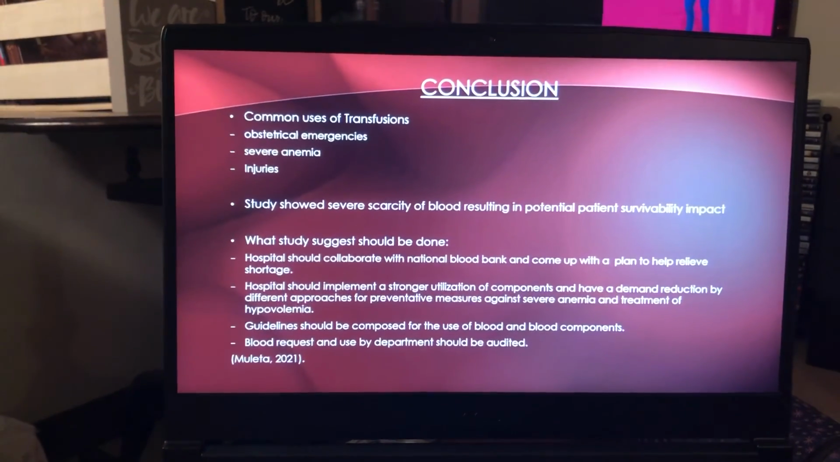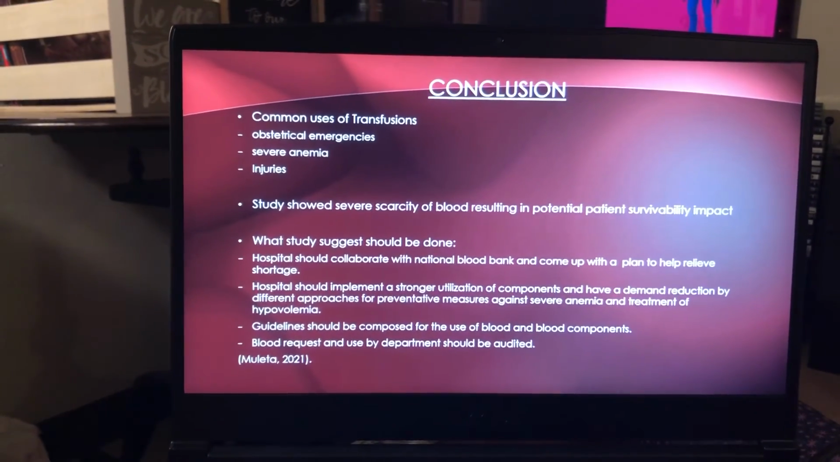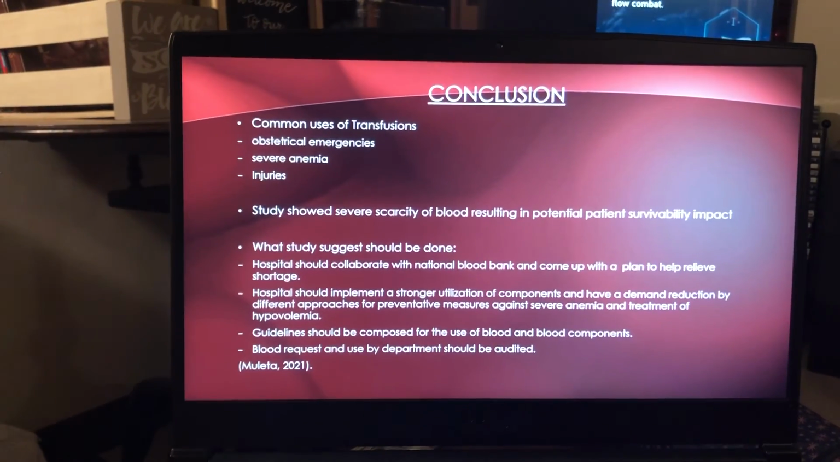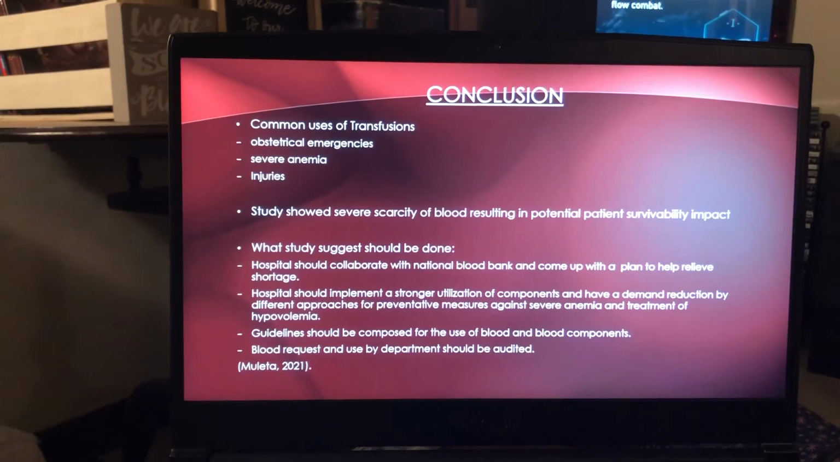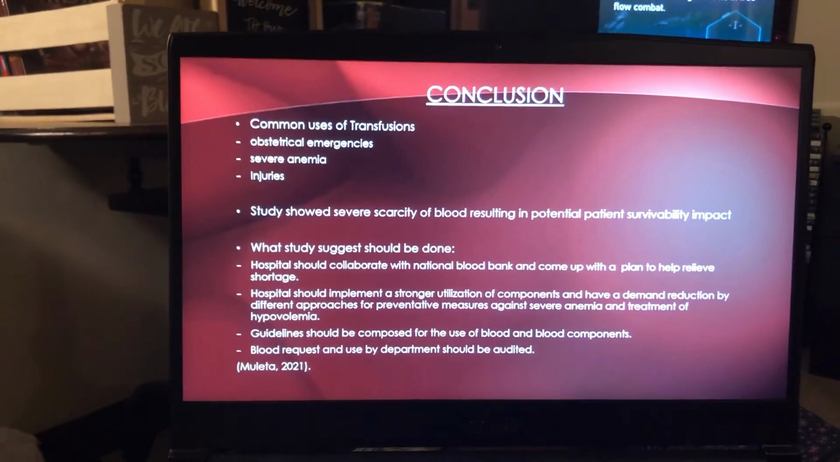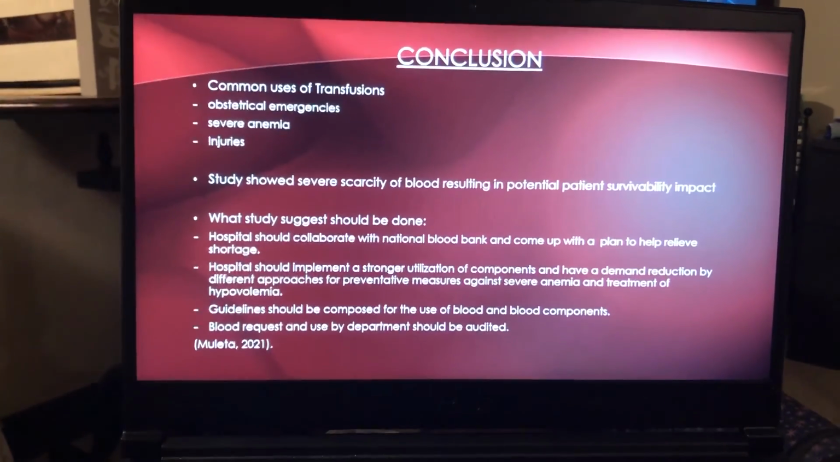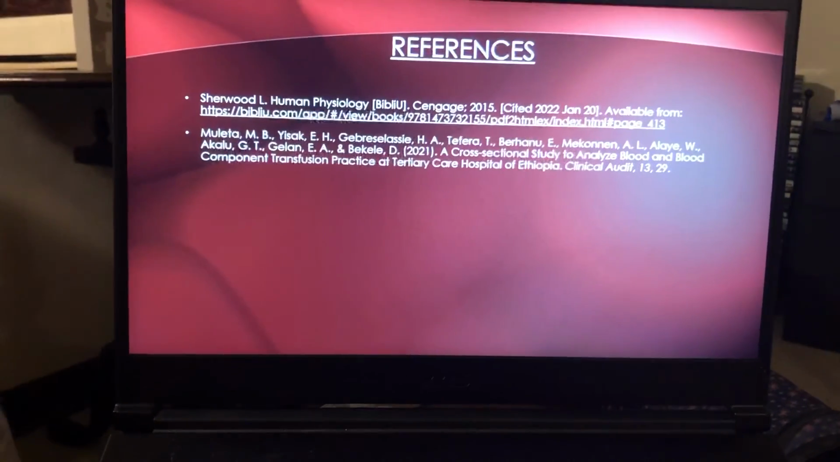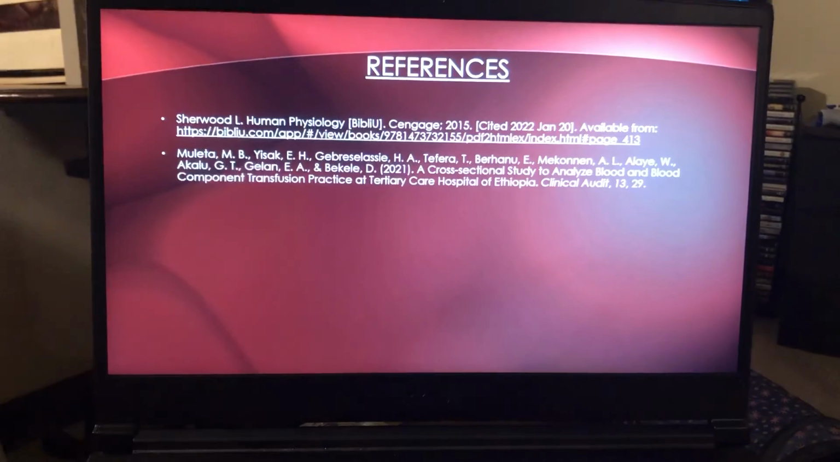And then the blood requests and use by departments should be audited. So basically, they should do a review of the different requests that are happening in this hospital and by which departments. Is there anything they could do to prevent that need? Is there some kind of education that needs to be done for these employees?